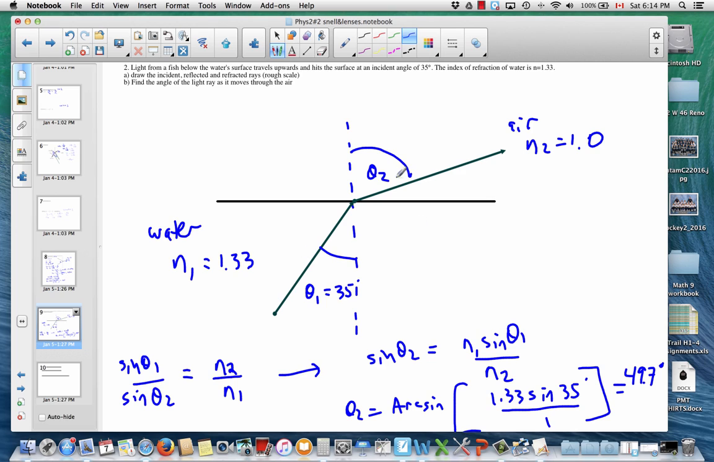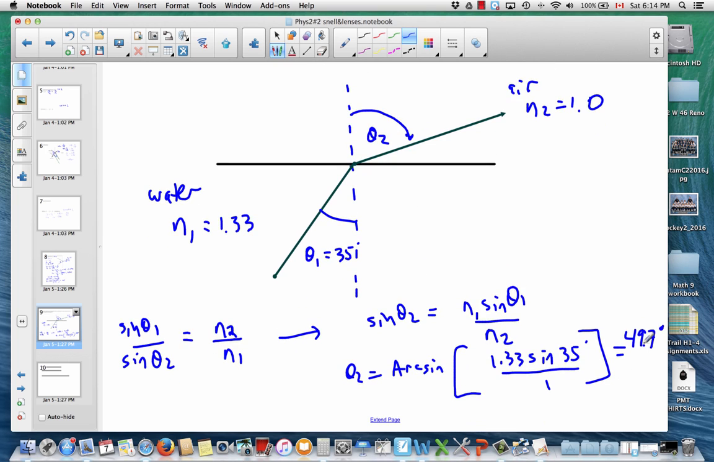Because the material got less dense, it's actually traveling faster here. And with a larger speed, you'll have a larger wavelength and a larger angle. Then you do the algebra, you find it's up to about 50 degrees. Okay, so hopefully you got that right. And now we'll continue on and we'll talk about an interesting phenomenon known as total internal reflection.